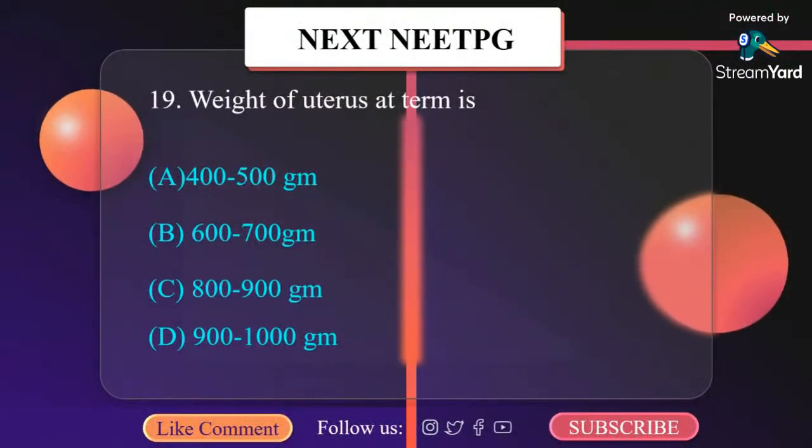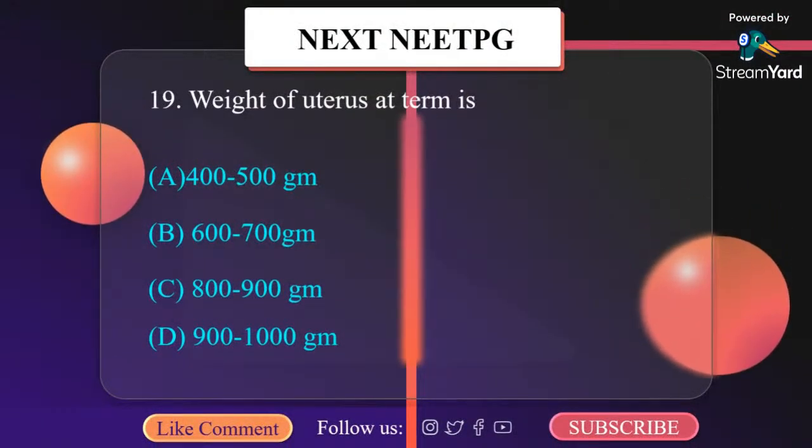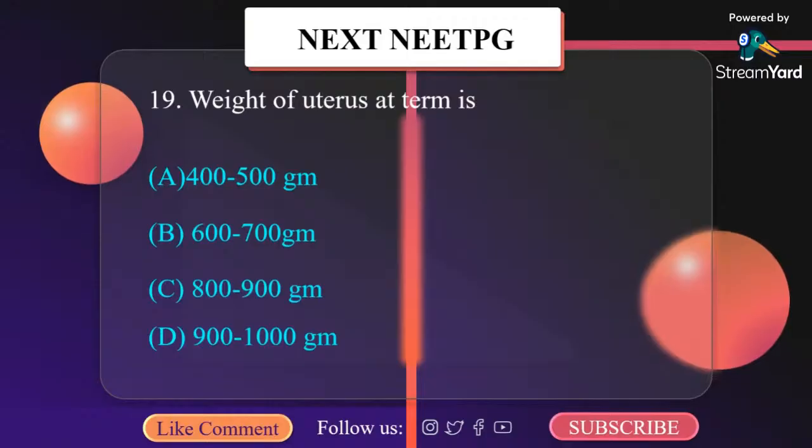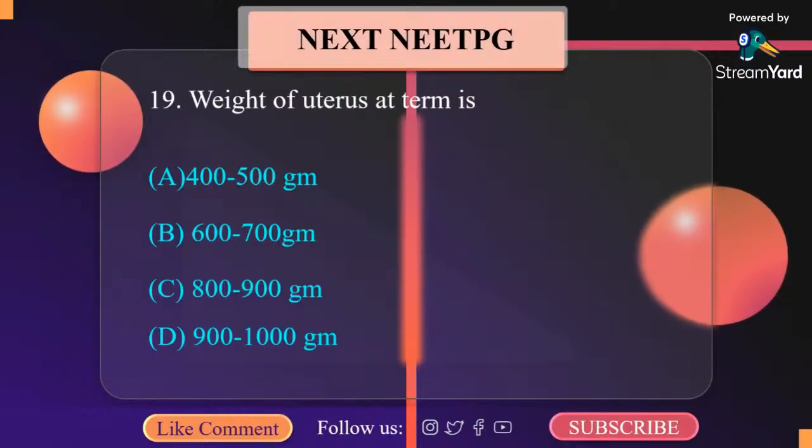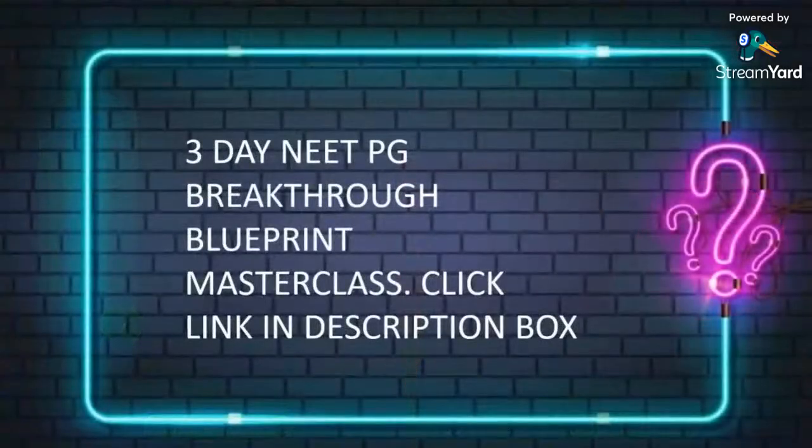Weight of uterus at term is: A. 400 to 500 gram, B. 600 to 700 gram, C. 800 to 900 gram, D. 900 to 1000 gram. It is 900 to 1000.